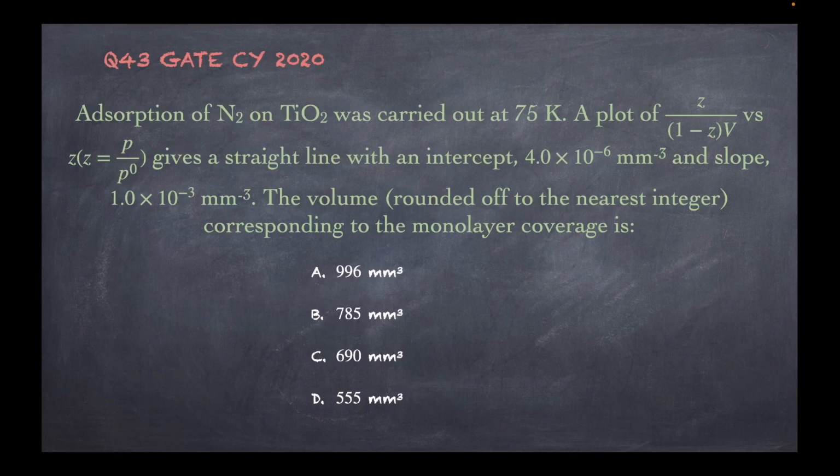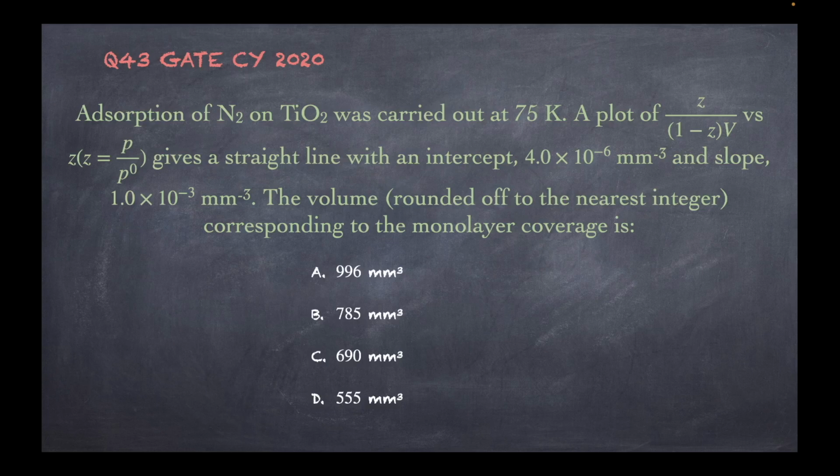Hi, in this video we will be solving question number 43 from the GATE 2020 chemistry paper. Now the question is the following. Adsorption of N2 or nitrogen gas on a TiO2 surface was carried out at 75 Kelvin. A plot of Z divided by (1 minus Z) times V versus Z gives a straight line with an intercept of 4.0 times 10 to the power minus 6 mm^-3 and slope 1.0 times 10 to the power minus 3 mm^-3. So we have to find the volume corresponding to the monolayer coverage.